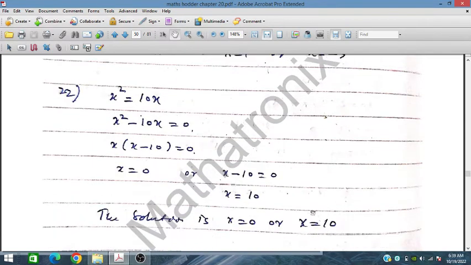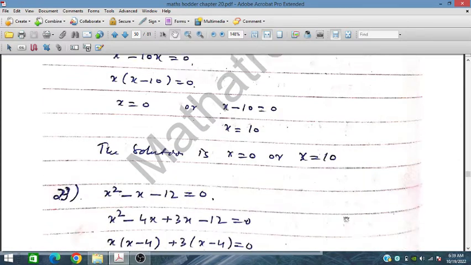So this is x squared is equal to 10x. So we can place this 10x on the left hand side. So this becomes this. We take x common, x into x minus 10 is equal to 0. So x is equal to 0 or x minus 10 is equal to 0. If this is 0, then x is equal to 10. The solution is x is equal to 0 and x is equal to 10.